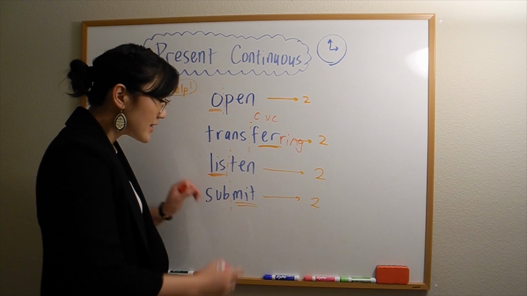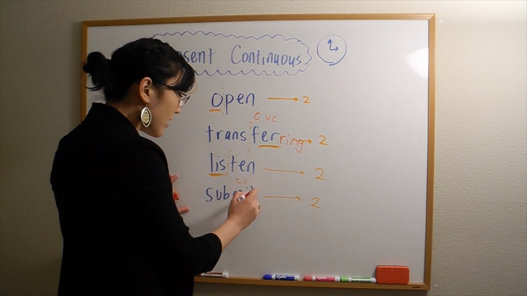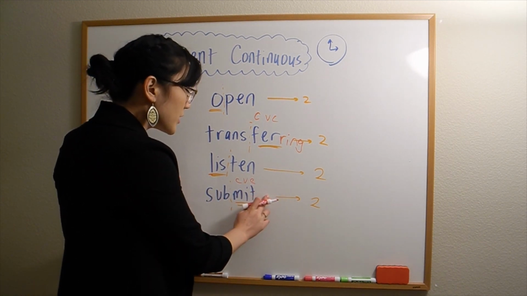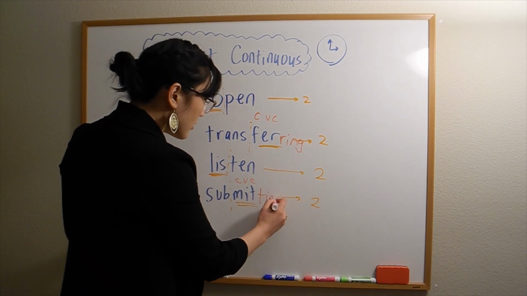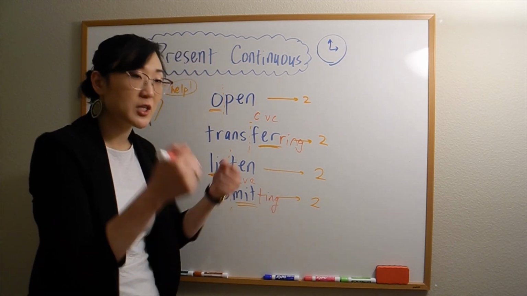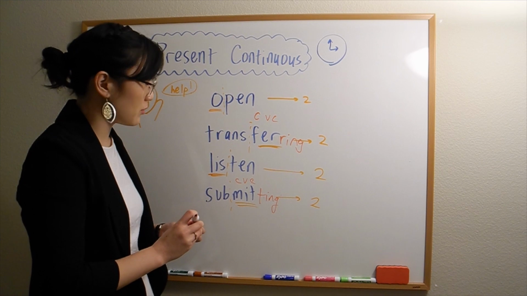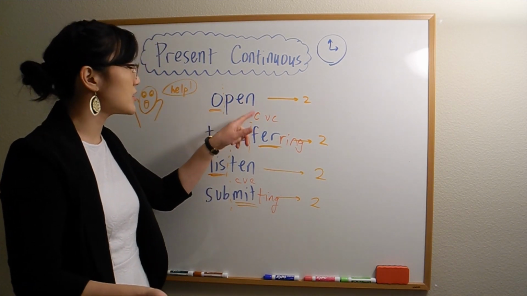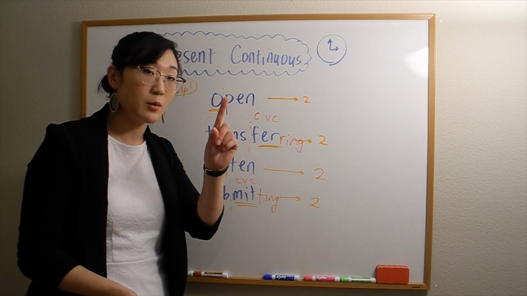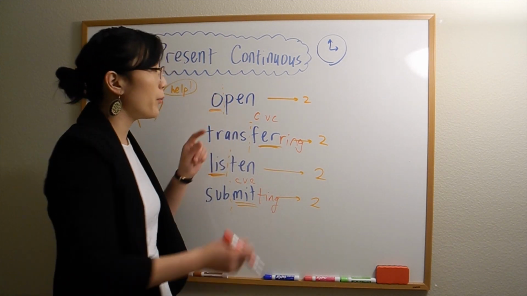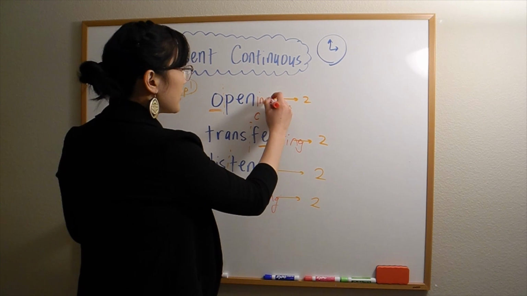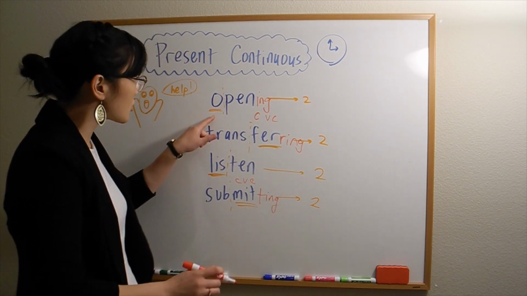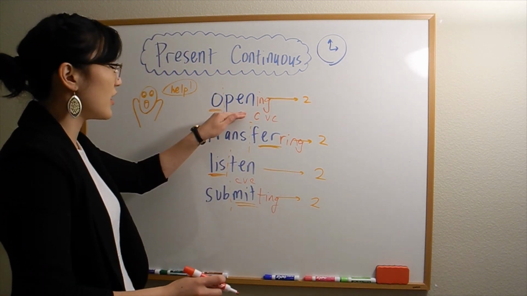Okay, submit, and then the M is a consonant, I is a vowel, T is a consonant, so we need to double, right? I'm submitting my job application, for example, right? Now here, it is consonant, vowel, consonant, but we do not double. Open, opening has no double because the stress is before the final.